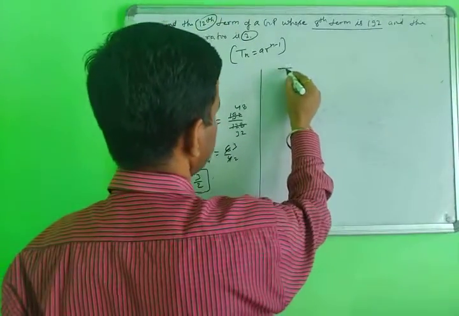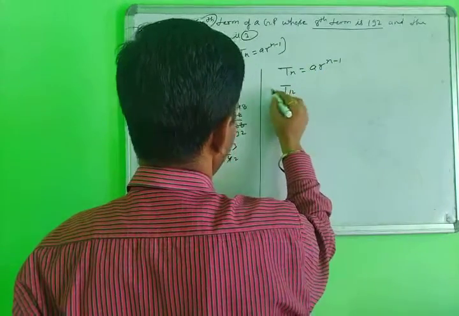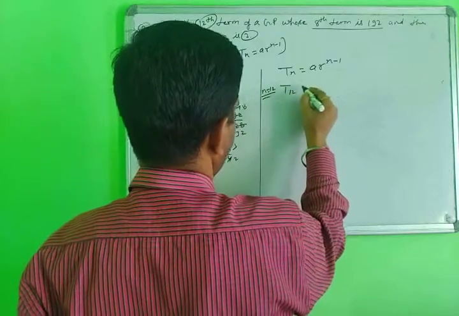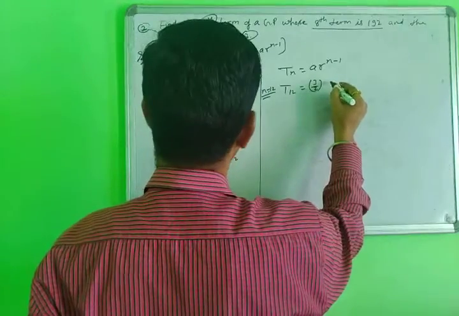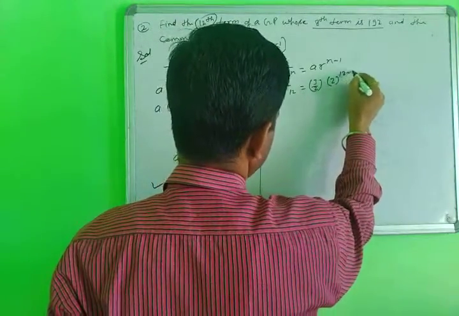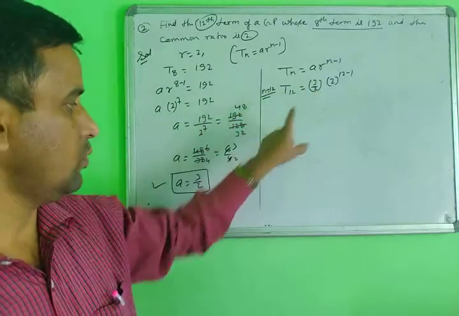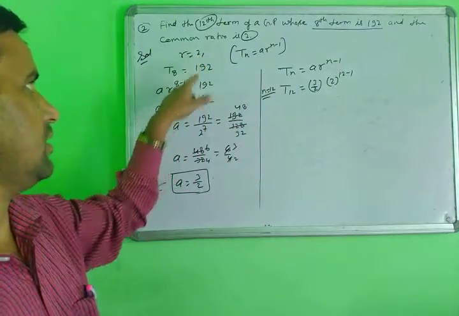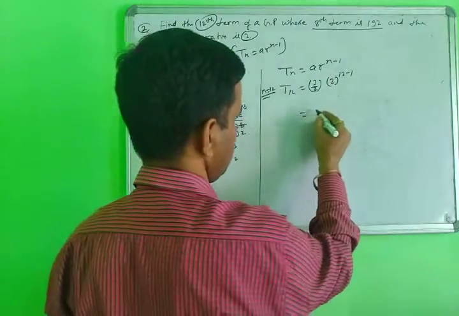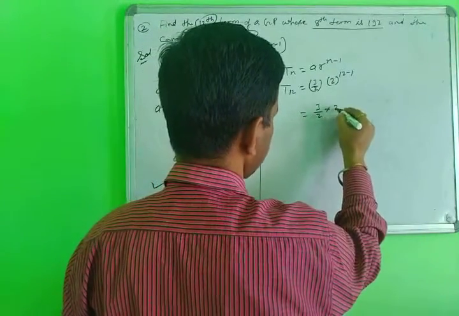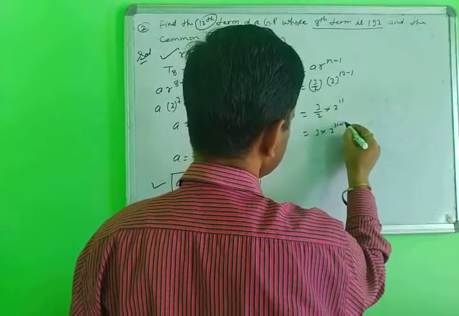So the general term is Tn equal to A R^(n minus 1). So T12, putting n as 12, equal to the first term, 3 upon 2, and R is 2, with 12 minus 1. Then you calculate this, and you will get the correct answer. So 3 upon 2 into 2 exponent 11. Then 3 into 2 exponent 11 minus 1.